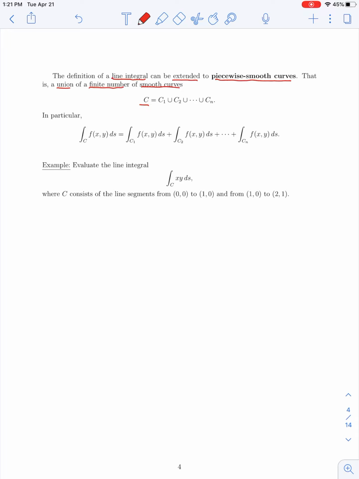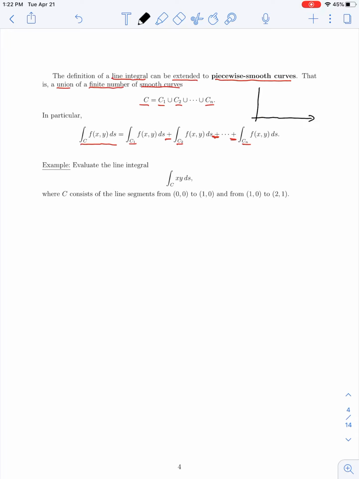That is, our curve C could be made up of smooth pieces, C1, C2, up through Cn. And the line integral of a function f of x, y over a piecewise smooth curve would then be defined by taking the line integral over each piecewise smooth piece, C1, C2, up through Cn, and then taking the sum of those values.